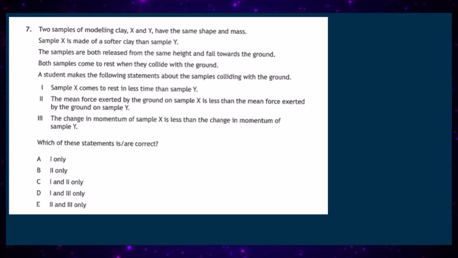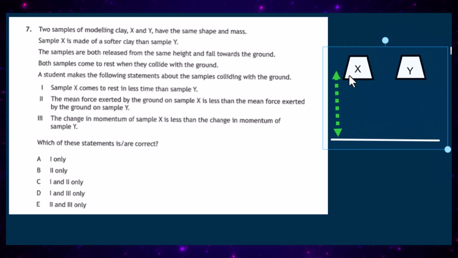And a student makes the following statements about the samples colliding with the ground. Statement 1 is sample X comes to rest in less time than sample Y. Statement 2, the mean force exerted by the ground on sample X is less than the mean force exerted by the ground on sample Y. And the third statement is the change in momentum of sample X is less than the change in momentum of sample Y. Well, let's summarise what's happening by taking a look at this diagram.